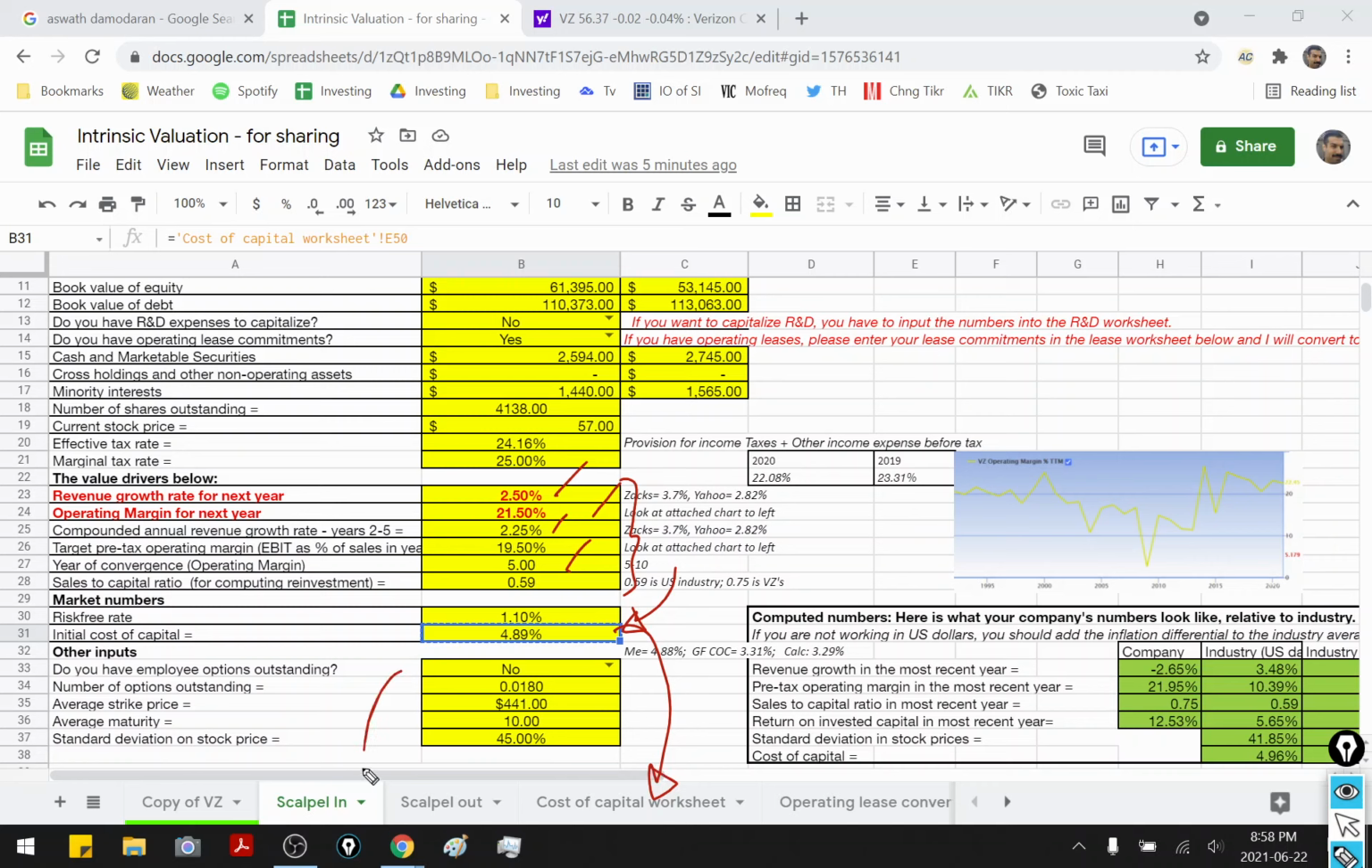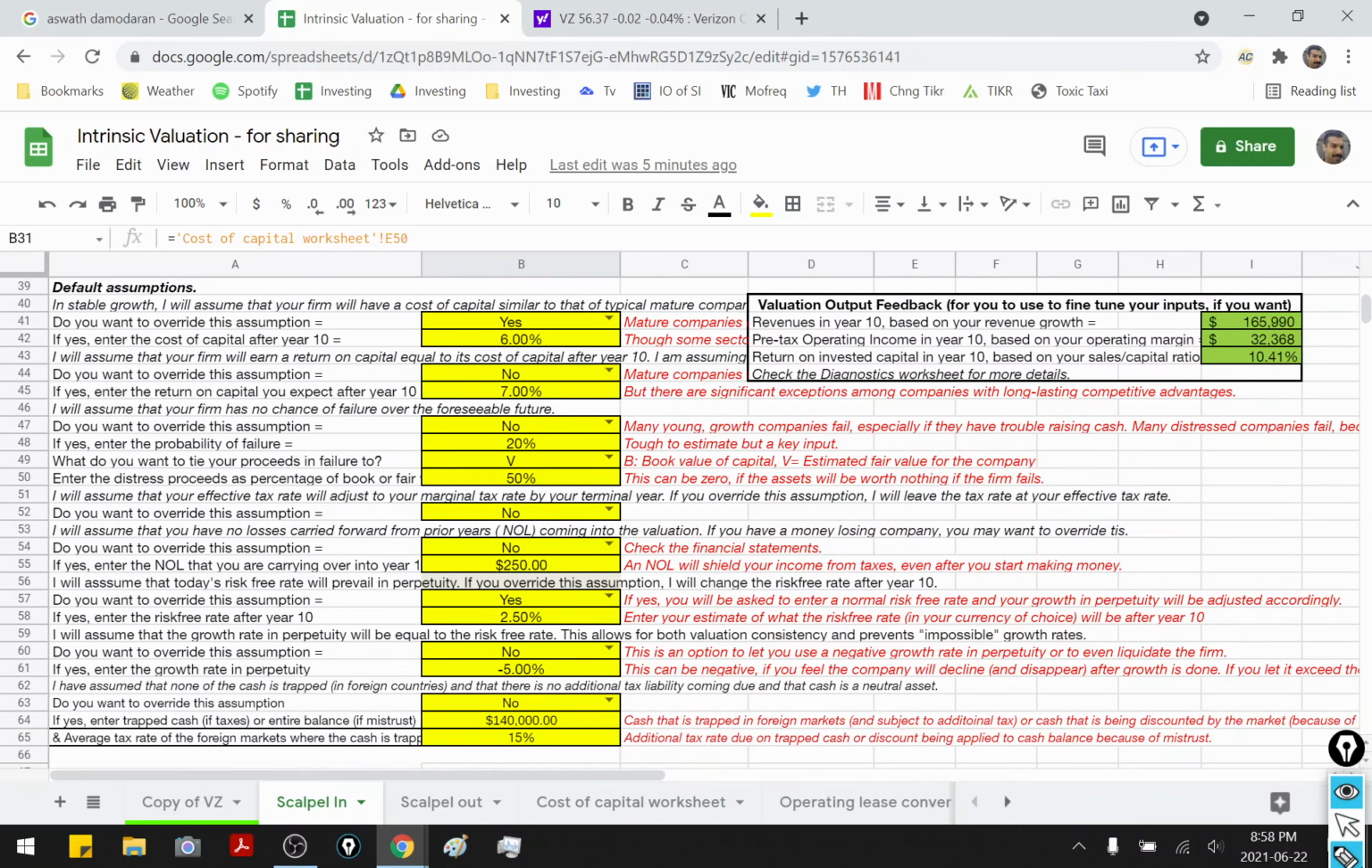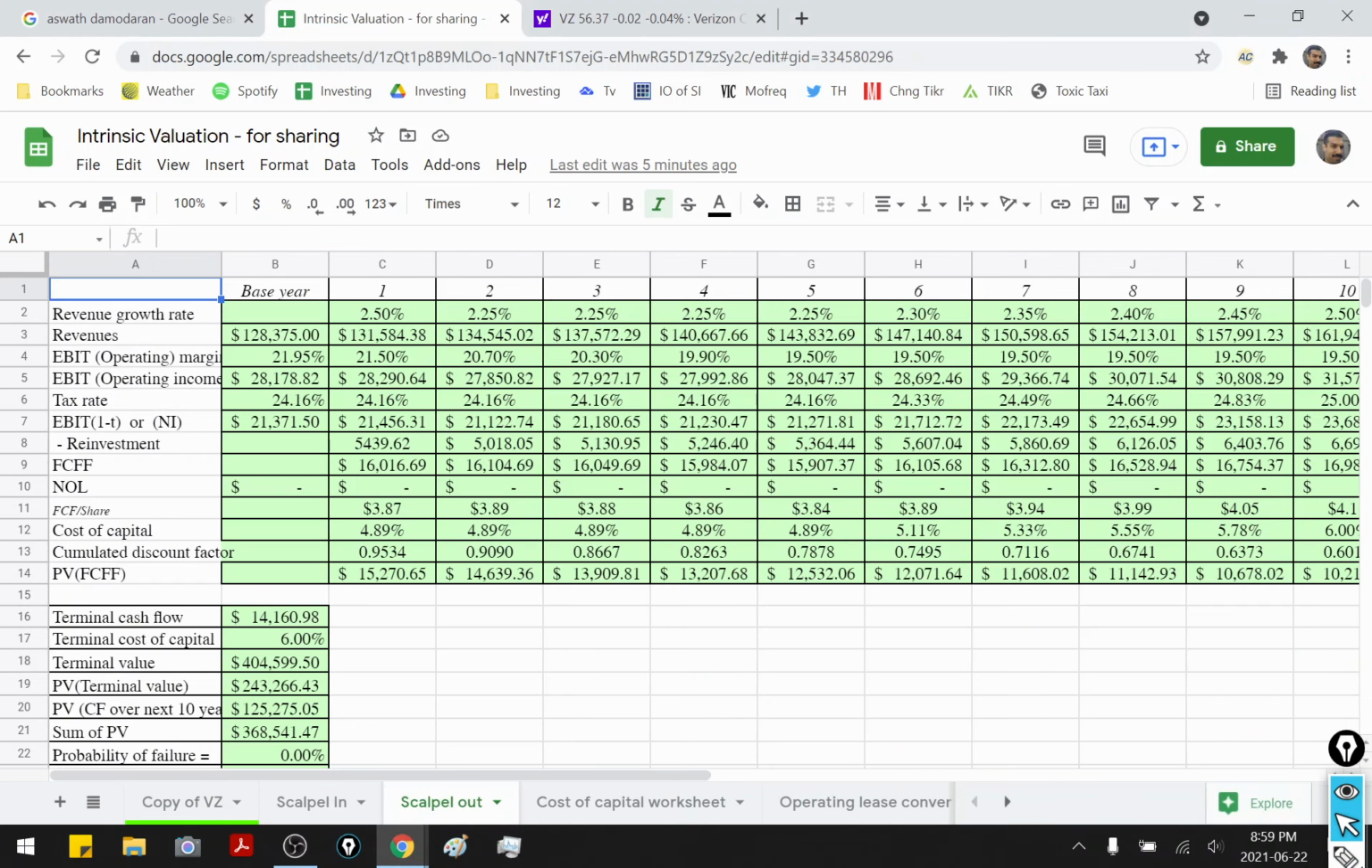Okay, so this sheet and the rest going this way are all linked. It even talks about employee options. Okay, and then there are default assumptions. Understand, making any changes on any of these inputs will have drastic differences on the output. Let's take a look at the output.